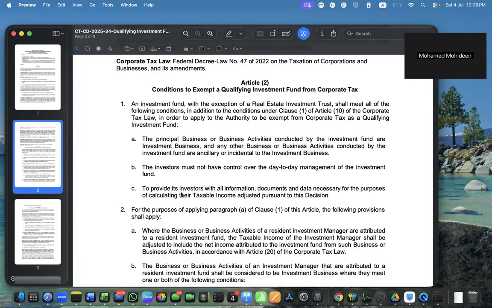So that is the official website of the company. Yeah, I've seen it. So, to provide investors all information, documents, and data necessary for the purpose of calculating their taxable income, that information will be made available to the investors. These are the additional conditions.